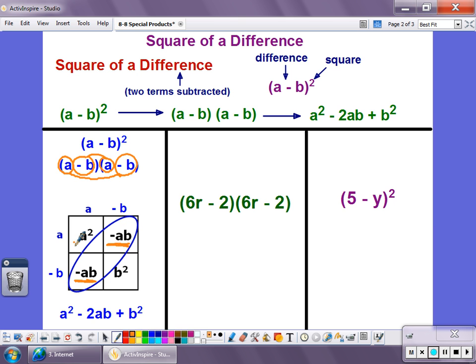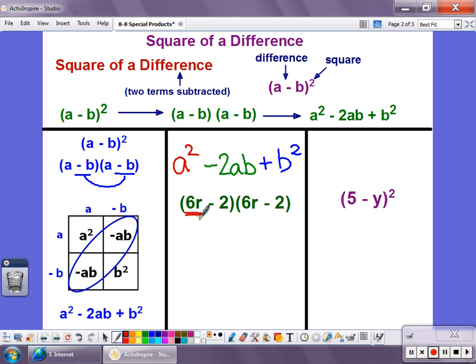So I have my a squared, I have negative 2ab, and a b squared. So that's my pattern for using the square of a difference. So it's a squared minus 2ab plus b squared. Okay, and remember, it's a plus b squared because it's negative b times negative b, which gives me a positive b squared. All right, so here we go.